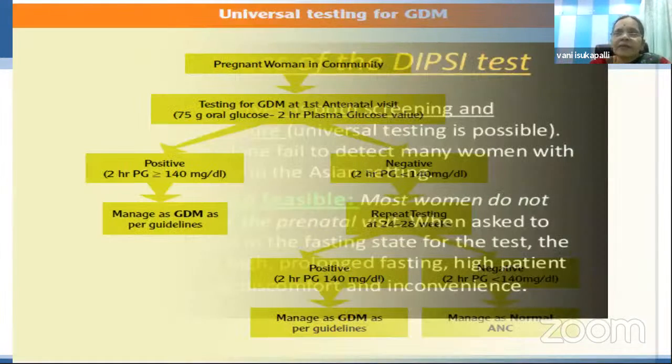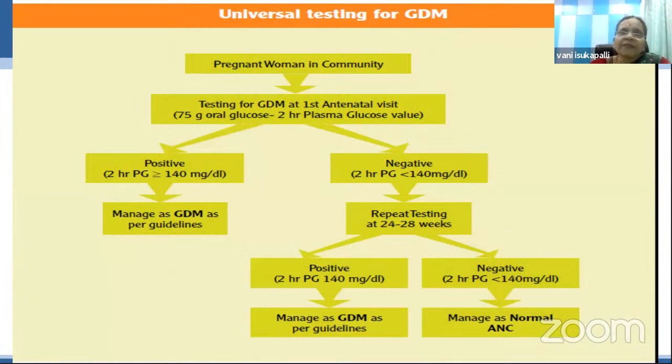Please look into this slide carefully. Suppose a woman has come for the first antenatal visit and we have done the 75 gram oral glucose and taken the sample 2 hours later. That is a DIPSI test. If it is more than 140 milligram per dL, we label it as a positive test. So this lady has gestational diabetes mellitus, and we have to manage according to the GDM guidelines given.